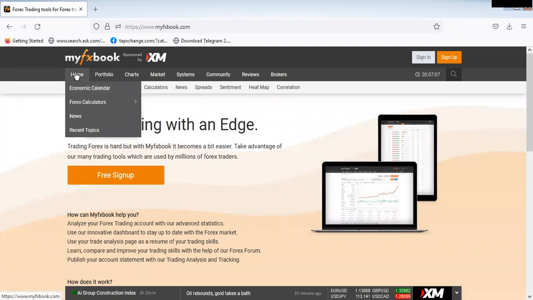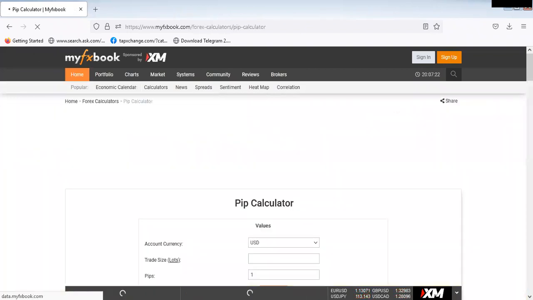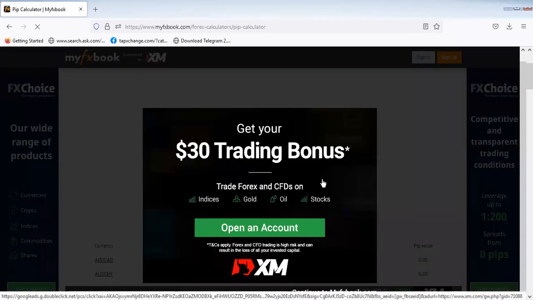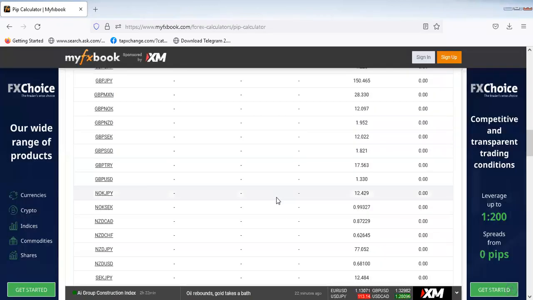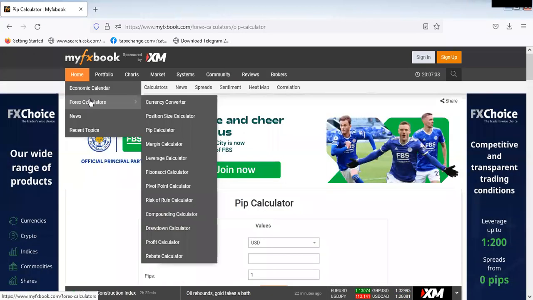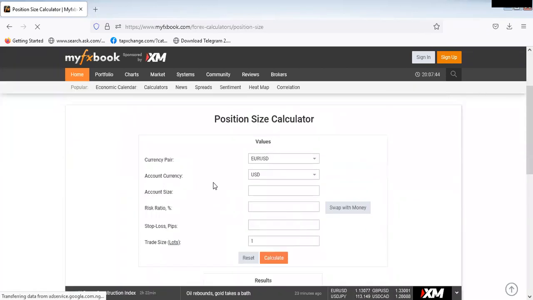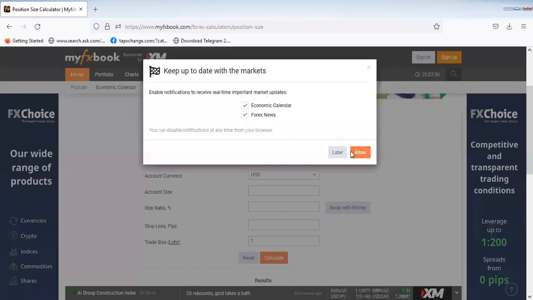Then you can come to your home, click on economic calendar, forex calculator. If I click on that, I'll go to pips calculator. Let me scroll up so that I can continue. Once I come here, I'll see the position size calculator, with account currency, currency pair, account size, risk percent, pips, and all of that.